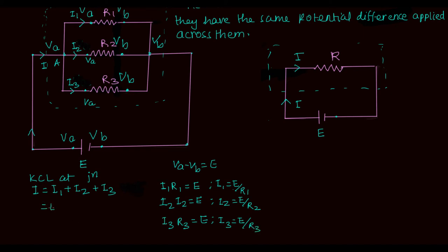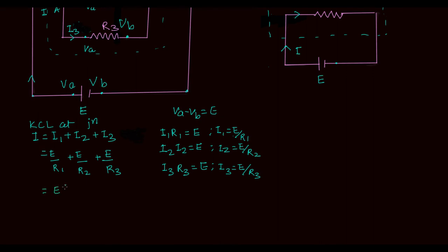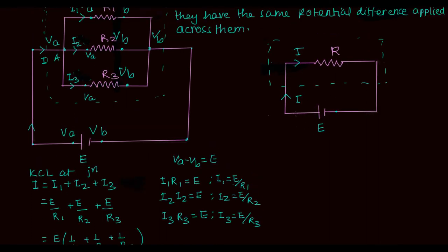So this is nothing but E upon R1 plus E upon R2 plus E upon R3, right? Which is nothing but I can take this E out. So it is 1 upon R1 plus 1 upon R2 plus 1 upon R3. Okay, and this here in the equivalent circuit, the potential is again the same. If this is VA and this is VB, then obviously this is also VA and this is also VB. So and that is E, right? So this potential difference, this positive, this negative, this is again E.